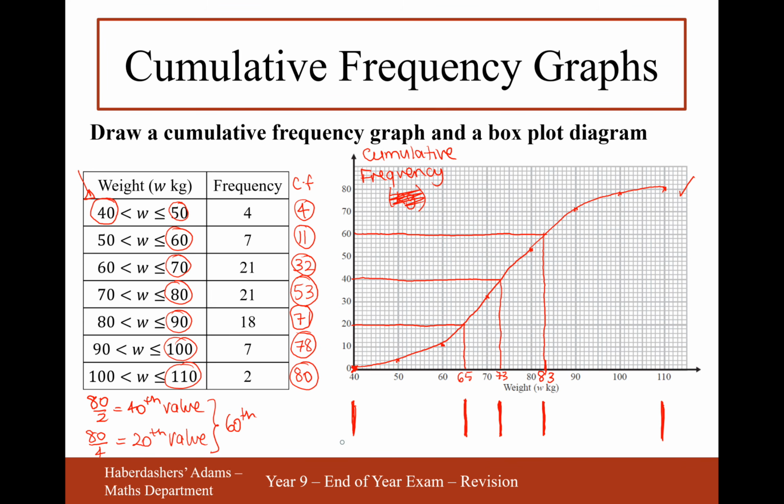Now once we've got the lowest value, the lower quartile number, the median, the upper quartile, and the highest, we now make ourselves a box in the middle, and then some whiskers to the outside. And sometimes this is called a box and whisker diagram. And that's why it's a box in the middle and then whiskers either side. So there we are. That's how we draw a cumulative frequency diagram with a box plot diagram underneath it.